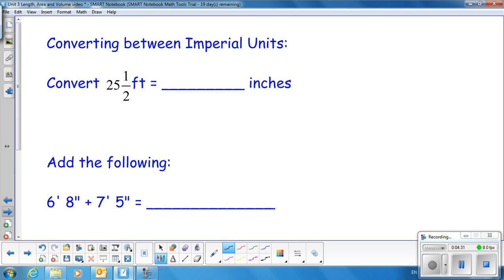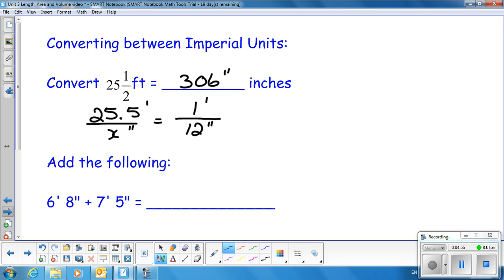Converting between imperial units, so this time let's convert 25.5 feet into inches. I have 25.5 feet, and I want to know how many inches that is. 1 foot is 12 inches. Cross-multiplying gives me 306 inches in total.